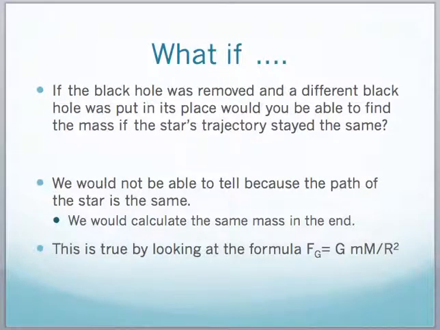The next thing you need to ask is what if? If the black hole was removed and a different black hole was put in its place, would you be able to find the mass of the star's trajectory if it stayed the same? And no, we would not be able to tell because the path of the star is the same, so we would be calculating the same mass in the end. This is true by looking at the formula, Newton's universal gravitation law, and you can see that you're going to end up with the same mass in the end.